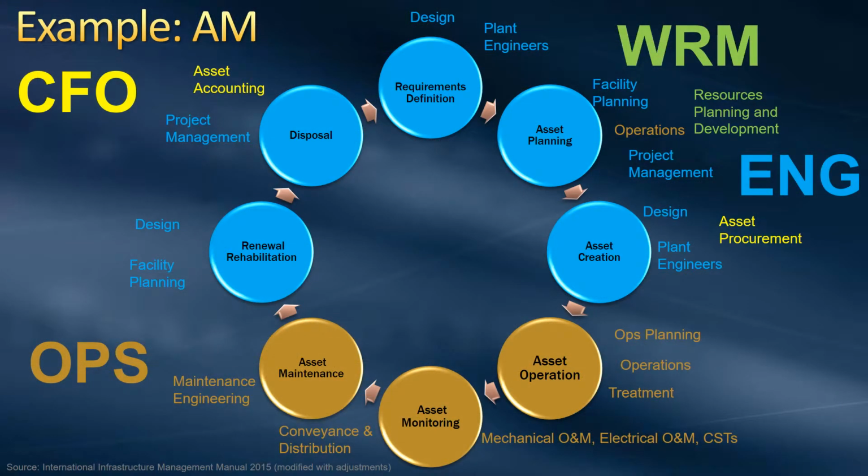While a business process may include actions by different business units, some value functions include a number of different business processes. An example here shows how different business units, Chief Financial Office, Water Resource Management, Engineering, and Water System Operations, can take different roles in business processes that are associated with different elements of asset management lifecycle.